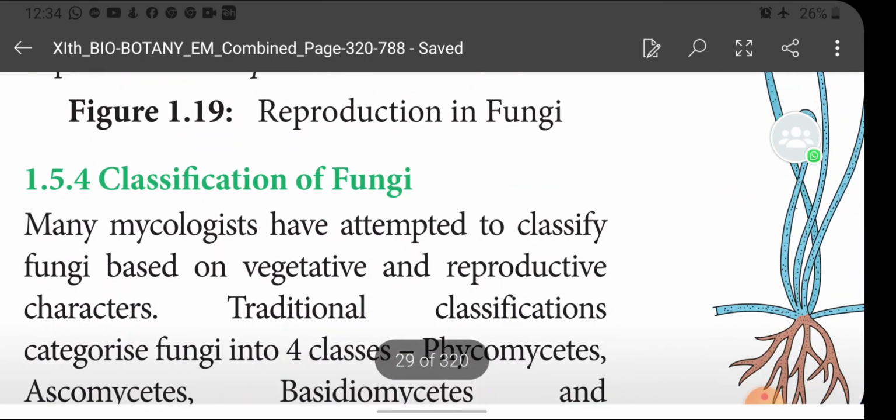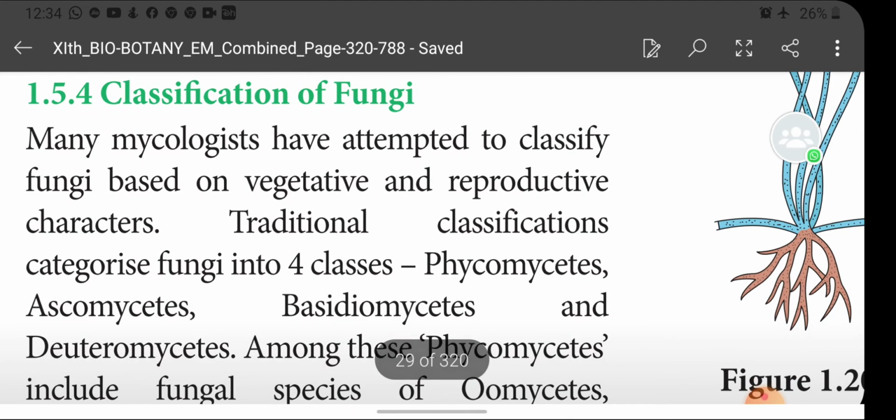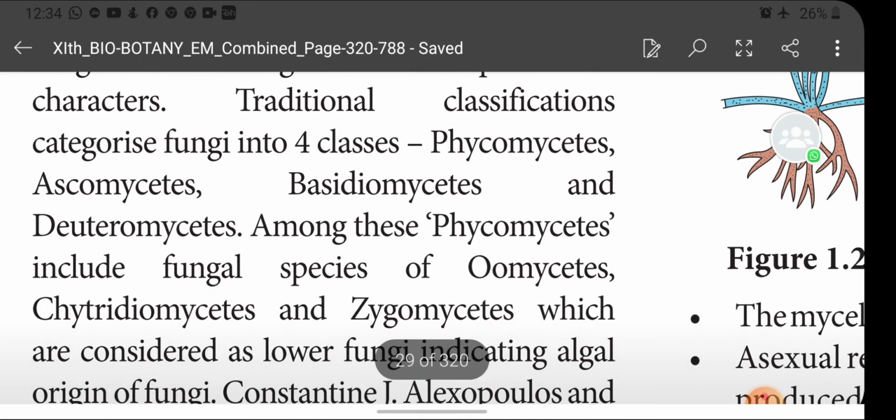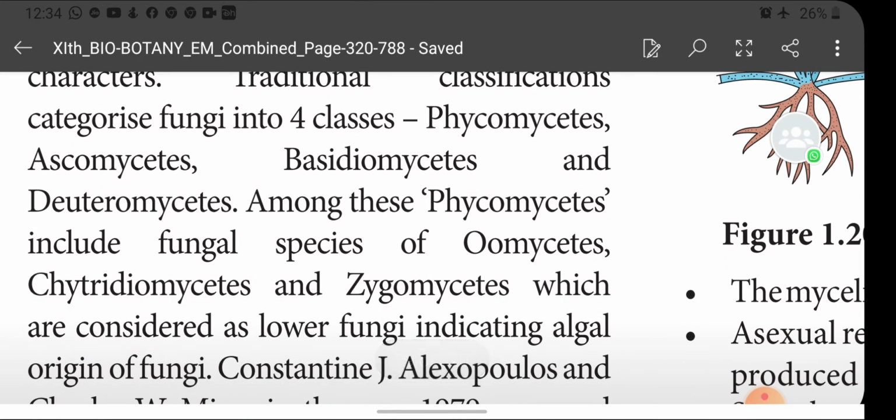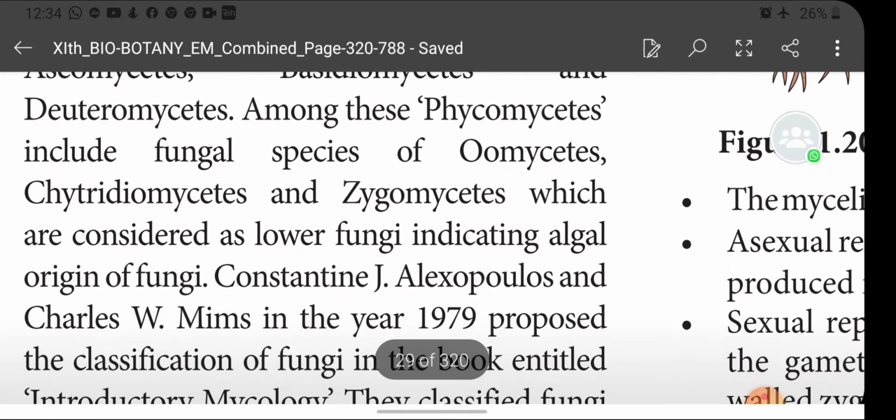Next, classification of fungi. Many mycologists have attempted to classify fungi based on vegetative and reproductive characters. Traditional classification categorized fungi into four classes: Phycomycetes, Ascomycetes, Basidiomycetes and Deuteromycetes. Among these, Phycomycetes includes fungal species of oomycetes, chytridiomycetes and zygomycetes, which are considered as lower fungi, indicating algal origin of fungi.